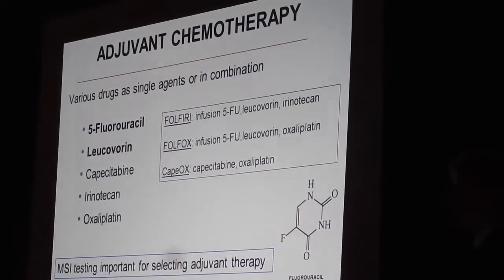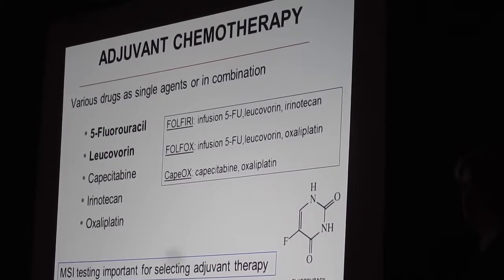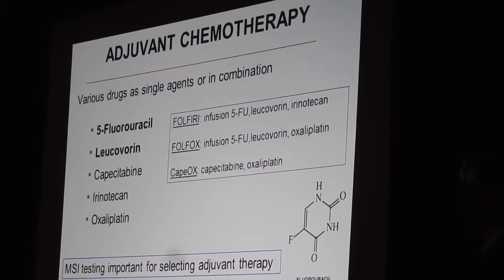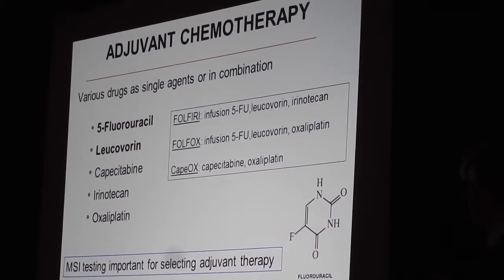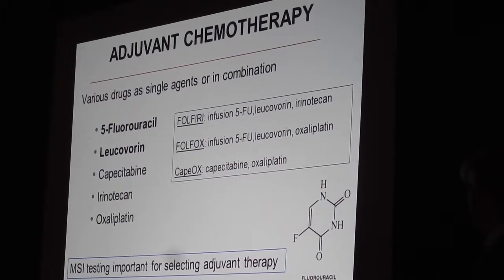And adjuvant chemotherapy in colon cancer is based around 5-FU. That was the first drug that was used, and then leucovorin was added to it. This is the mainstay in adjuvant chemotherapy.